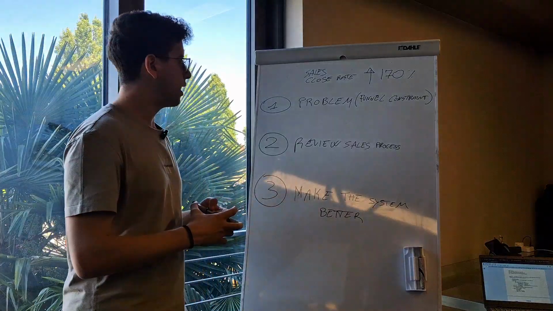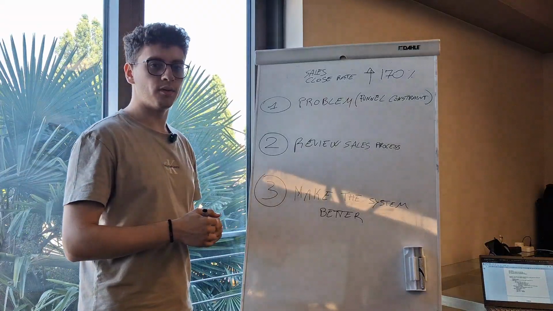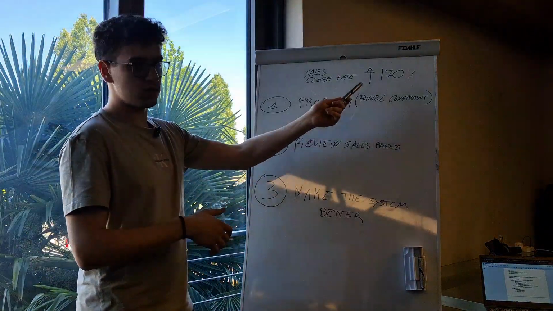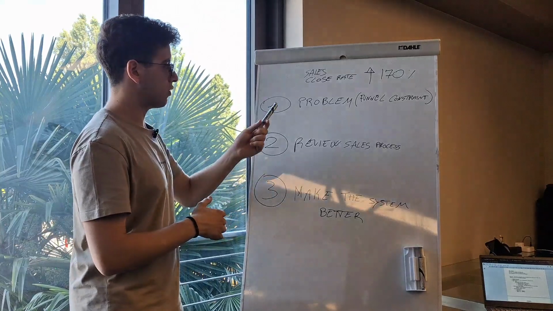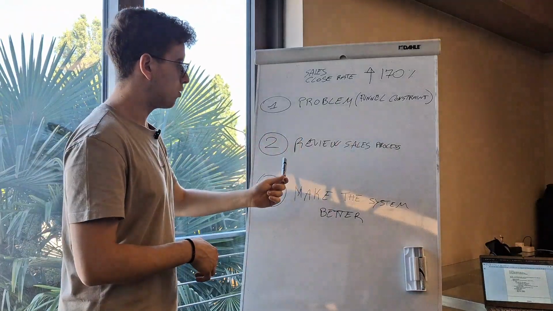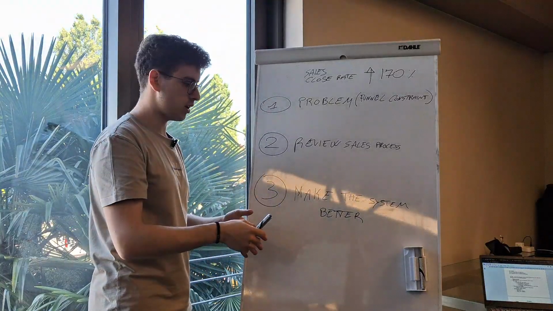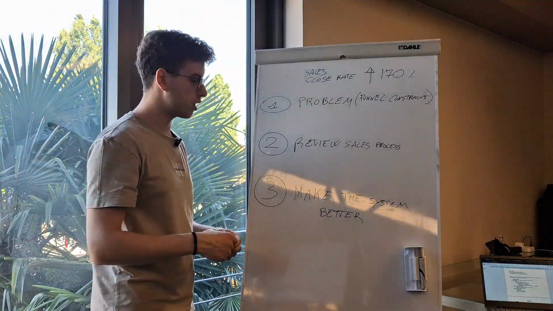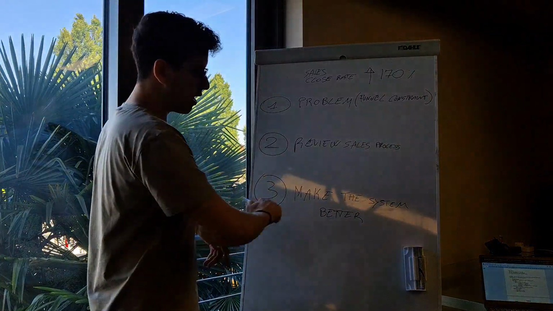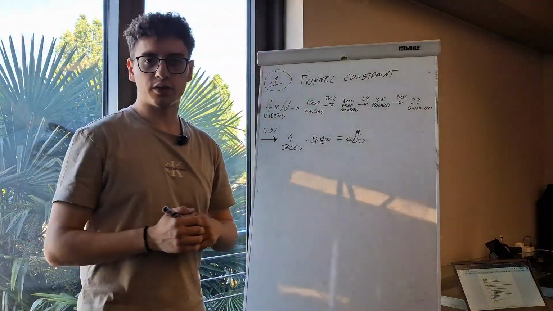close rate. And I'm gonna walk you through in this video in 3 steps that you can follow for what I did in order to achieve the result, the 170% increase. And so the first step is the problem. We analyze the funnel constraint. Then we go through a review. So we review the sales process to understand where the constraint is, what are the customers saying, and then we make the system better.